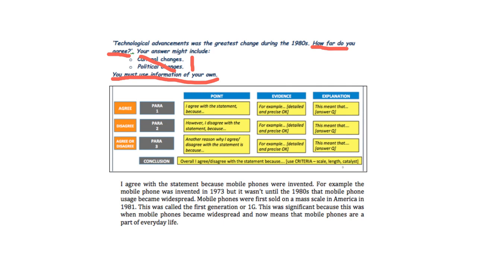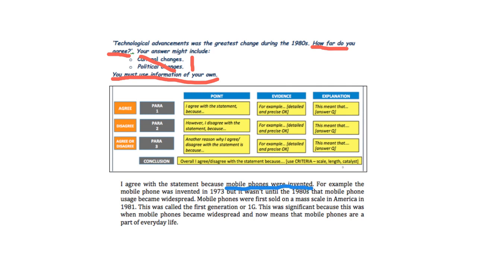And just like we've been practicing during the last 3 weeks during your 1980s project, you write in your PEE paragraph, so your point, evidence, explanation. So how do we structure this? My first paragraph, I'm going to look at mobile phones. So I agree with the statement that technological advancements was the greatest change during the 1980s because of the invention of the mobile phone. So this is my point.